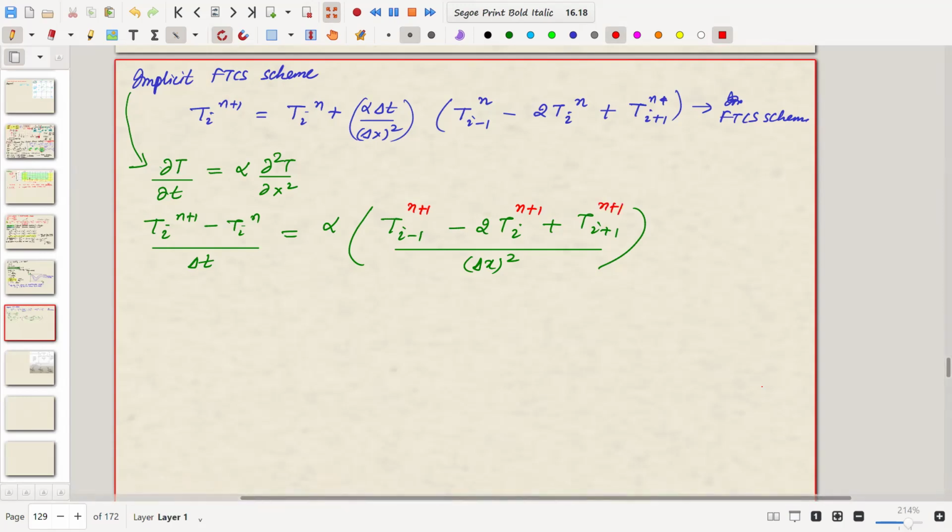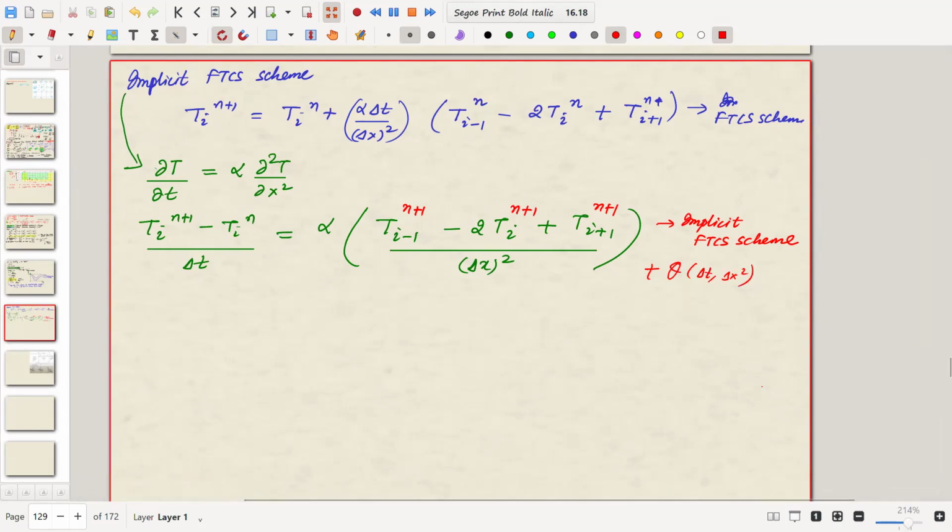Yes, this is the implicit scheme. Because to do this, you have to know the value at the n plus 1th step. Yes, this is the implicit FTCS scheme. Of course, there is some error, of the order of delta t, delta x squared, that is there.